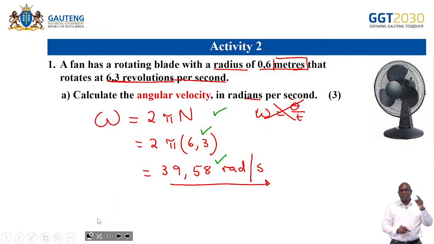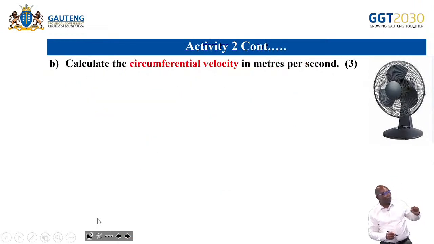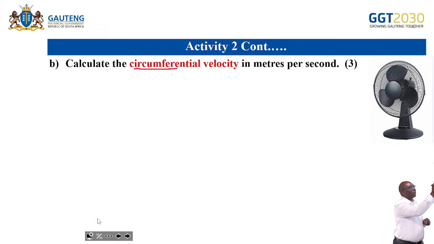Now, the next activity that we're going to be looking at will be the same question, but now we're going to be looking at B, and you have guessed it right. We are now going to be looking at the circumferential velocity. So we're still dealing with the same fan, but now we are looking at the circumferential velocity. So how do I get it? Remember it is in meters per second.